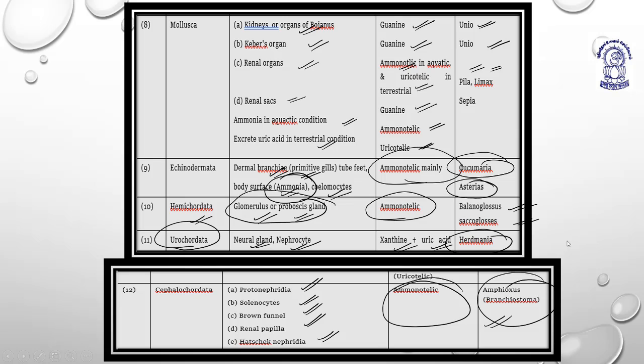So this is a summary of all the different types of excretory organs which have evolved in different organisms for different reasons. Mainly mollusks, annelids, and flatworms are important.